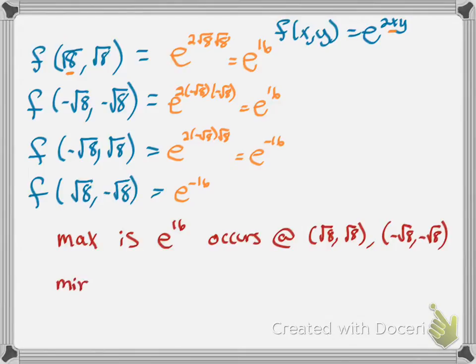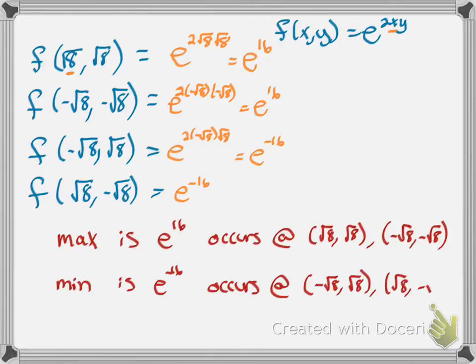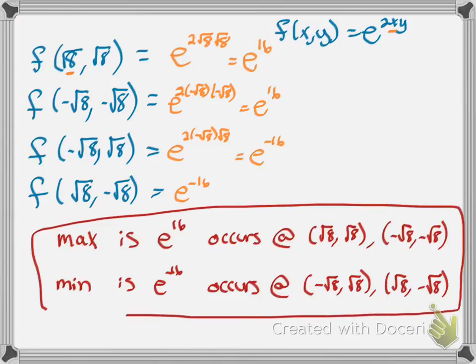And then, of course, it looks like our minimum is e to the negative 16. This minimum definitely occurs, in this case, at 2 different points: negative root 8, comma, positive root 8, and positive root 8, comma, negative root 8. So this is that final conclusion from the Lagrange multipliers. Ta-da!